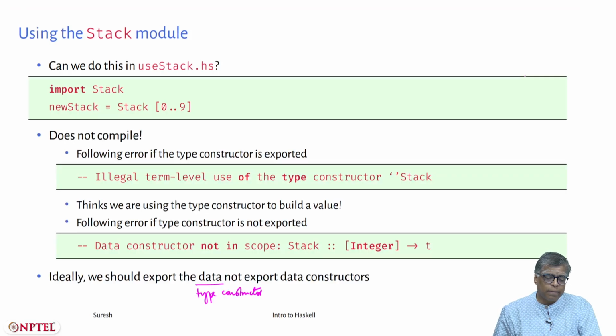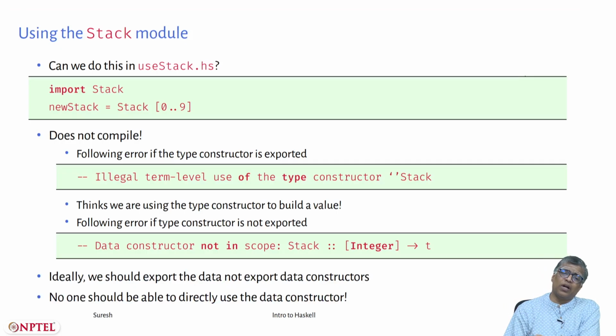Okay, let us move on. So no one should be able to directly use the data constructors, rather they should use the smart constructors. You don't want them to directly use the data constructors because you don't even want to reveal that much structure about your type that you want to abstract out.